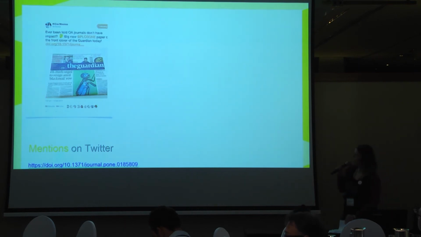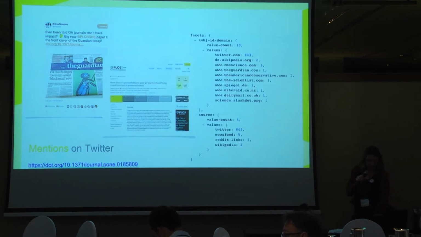Another more recent example is the Guardian paper in the UK a few weeks back. On their front page had an article that referenced a PLOS paper about insects. Somebody actually took a picture. It's almost like an analog event in a way. They took a picture of the paper, but then also included the DOI in their tweet, so we were able to pick that up in event data.